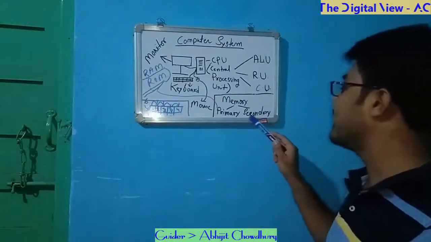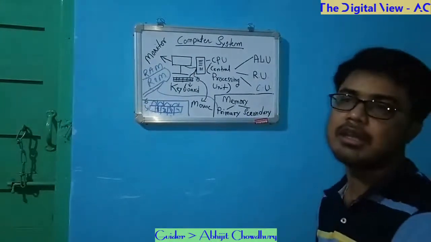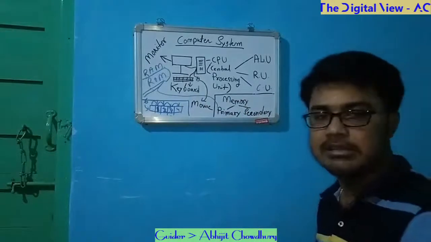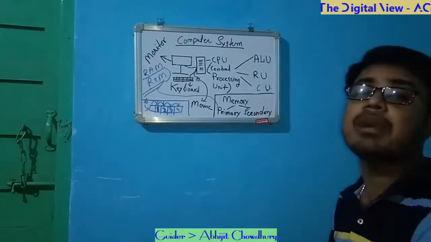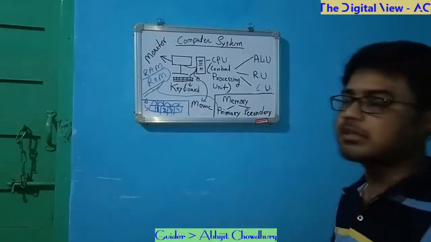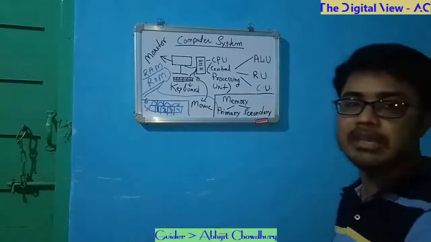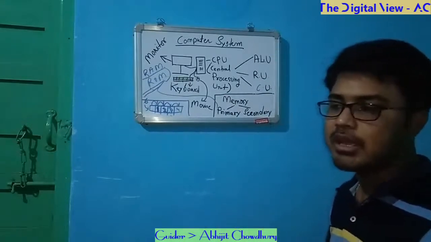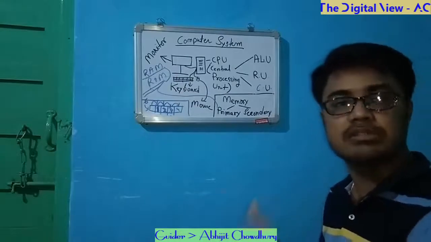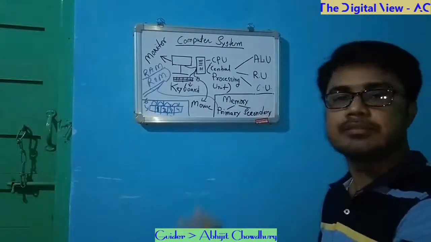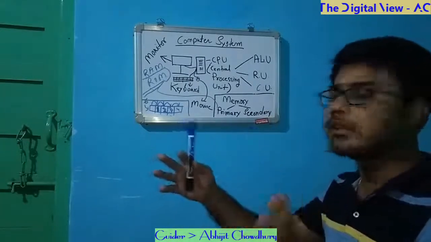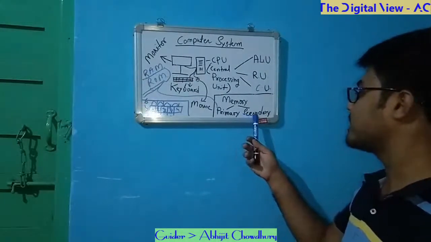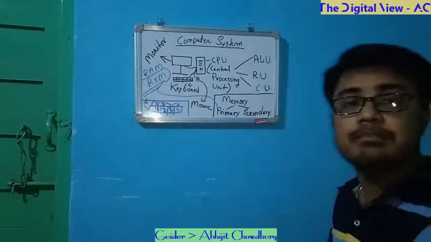And at the last point, I want to say about the secondary memory. You all know about the hard disk. The hard disk can store anything permanently. Suppose you want to save something, for example you have designed something using Photoshop or any other software. After completing the design, you need to save it. After saving this design, it is stored in the secondary memory permanently. That's why you can call secondary memory permanent memory.